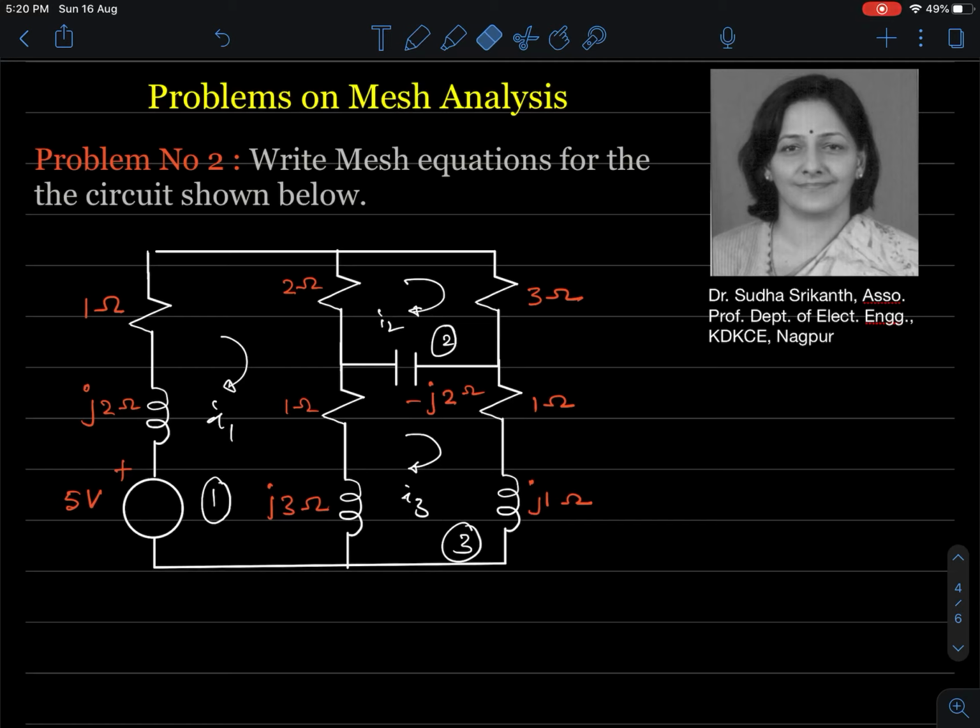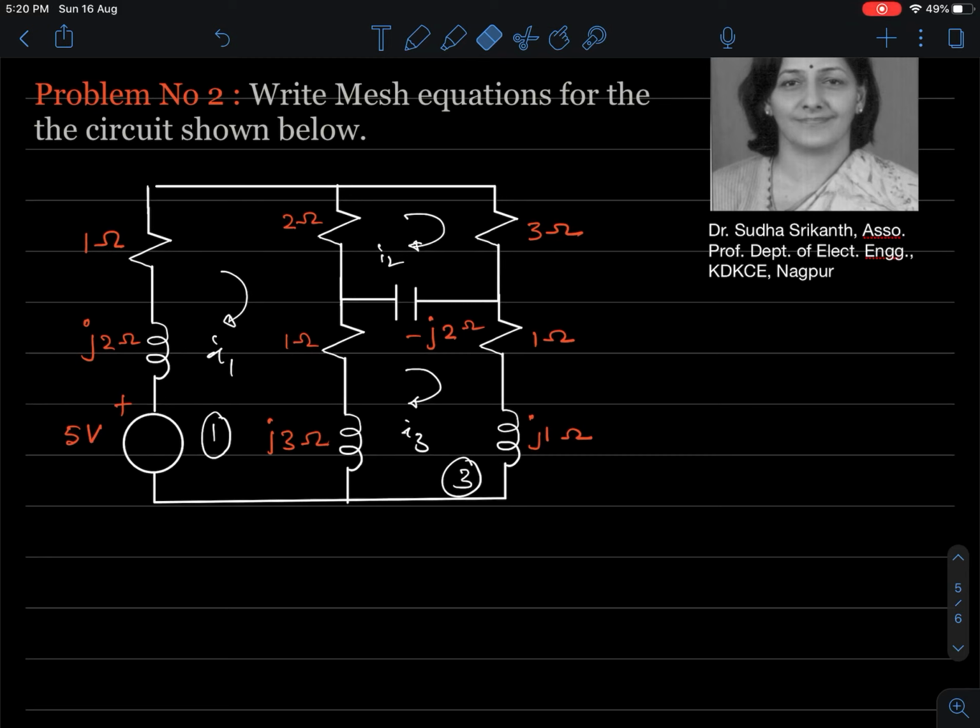As you can see in this particular problem, we can clearly identify 3 meshes, and in the problem itself mesh currents have been given. They are clockwise currents. That is standard practice to assume clockwise currents in meshes. Independent 3 meshes we can clearly identify, and 3 mesh currents have been shown to be flowing in the clockwise direction in each and every mesh. Alright, now how to go about writing the mesh equations.